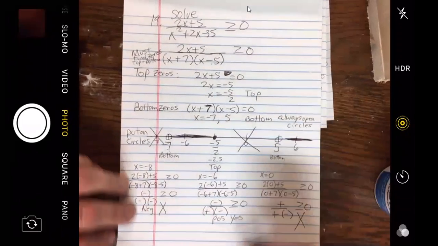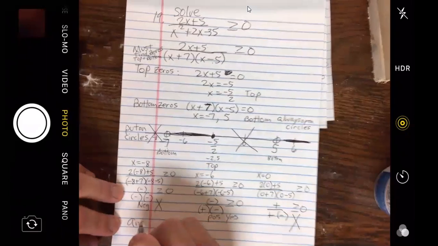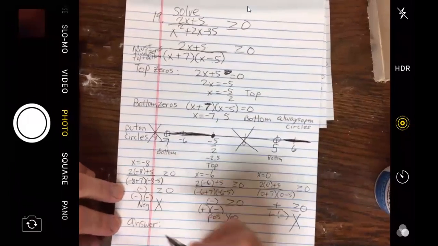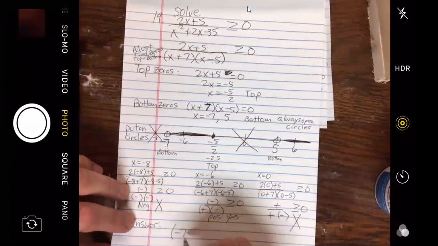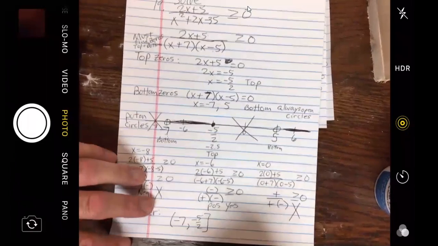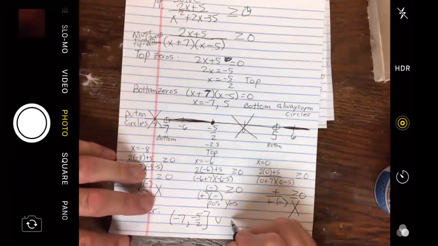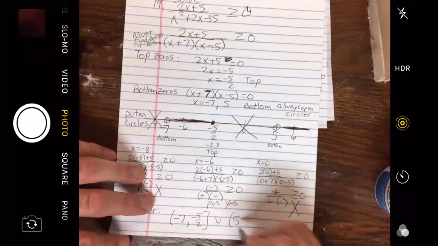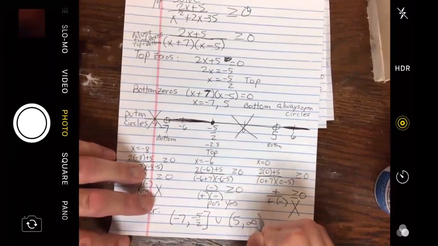Perfect. So the answer is parentheses -7, comma, -5 halves, bracket, and parentheses 5, comma, infinity.